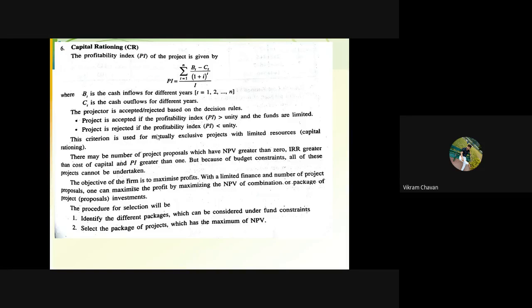This criterion is used for mutually exclusive projects with limited resources, that is nothing but capital rationing. So this point, the evaluation criteria for the investment decision, is over. Please note down the points related to the profitability index, which uses the same formula as the BCR, but here the resources are limited. By providing a cap on the resources, this PI is calculated.